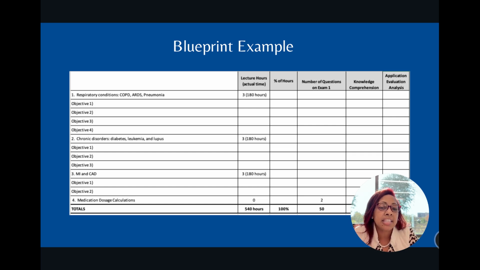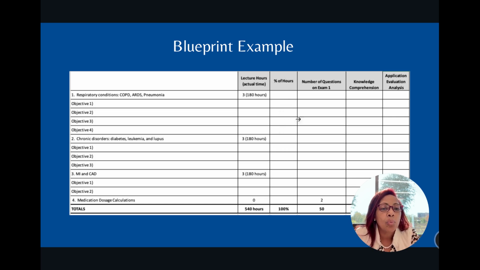All right, so this is the example of the actual blueprint that we want to go over. Going back to what I mentioned earlier, which is step 2, we can see respiratory conditions: COPD, ARDS, and pneumonia. We have allocated 180 hours to lecture related to that content. The next step is we want to allocate what percentage of hours we are actually going to address content related to objective 1, and related to objectives 2, 3, and 4.